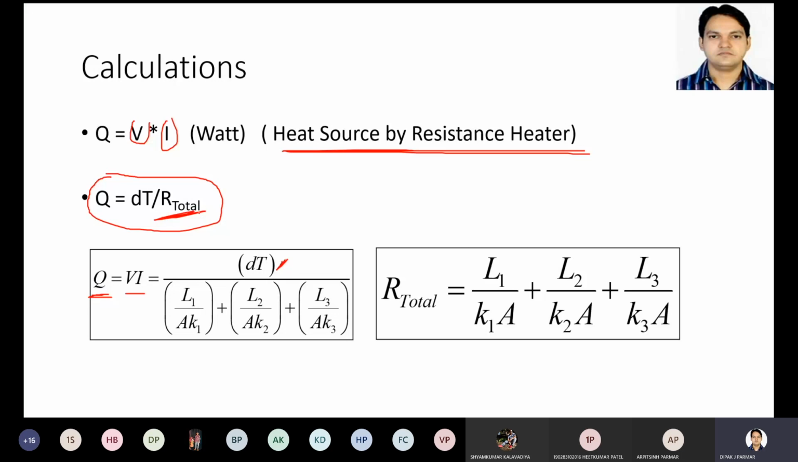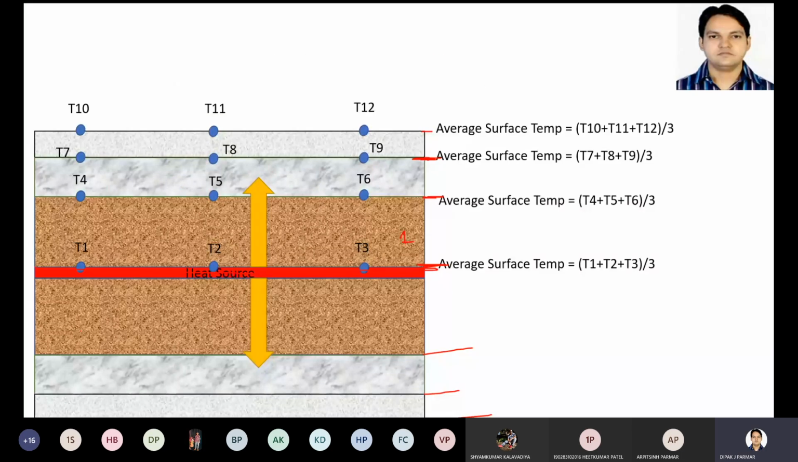So what will be the total resistance? Total resistance will include the resistance offered by the first material, R1. As we have discussed, resistance is nothing but L upon KA. L is the thickness, which is 24 mm, and you should convert it into meters. Conductivity we need to calculate, and the area: the diameter is known to us, 30 centimeter, so you can calculate its area as pi by 4 d square or pi r square. That way you can calculate R1.